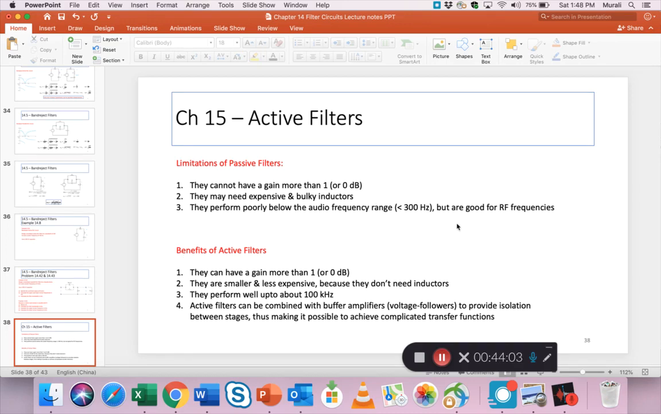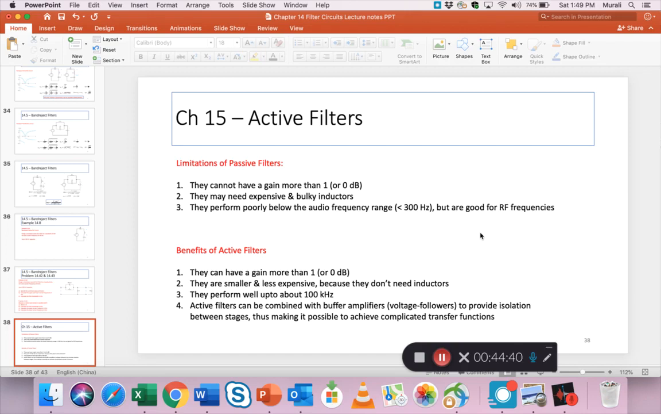Similarly, the benefits of active filters are that they can have a gain of more than 1. Also, they can be smaller and less expensive because you can do them without inductors. Third, they perform well up to about 100 kilohertz, which is pretty cool, right? Now, certainly not radio frequencies, which are thousands of megahertz, but at least at kilohertz, they do very well.